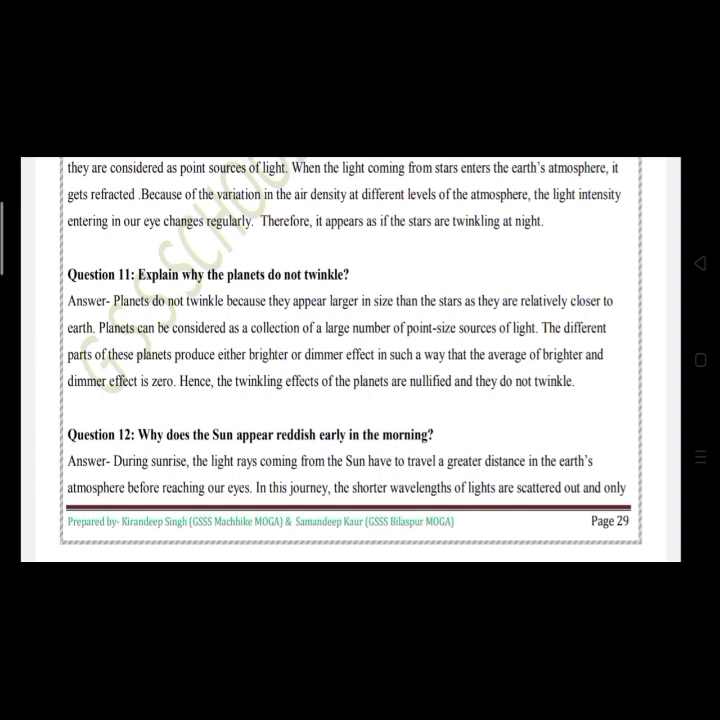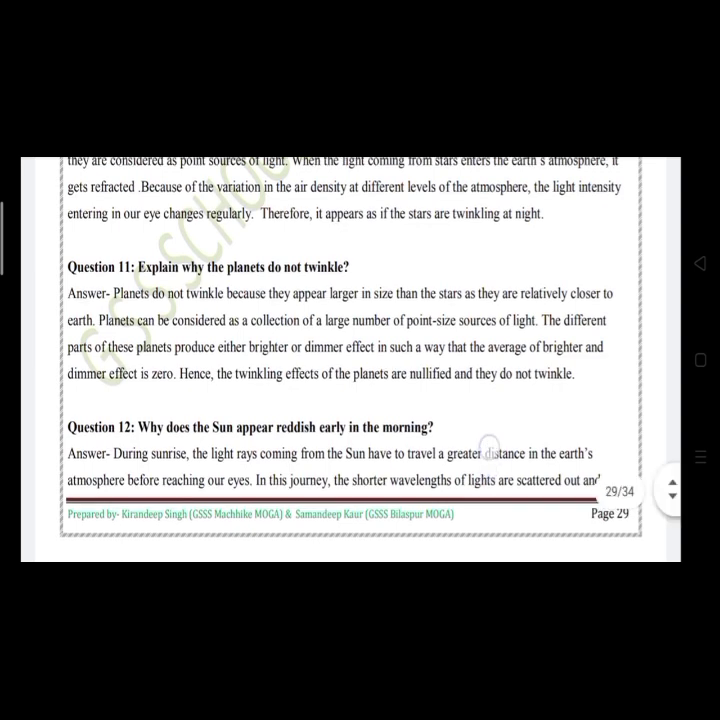Planets can be considered as collection of large number of point-sized sources of light. The different parts of these planets produce either brighter or dimmer effect in such a way that the average of brighter and dimmer effect is 0. Hence, the twinkling effect of planets is nullified and they do not twinkle.